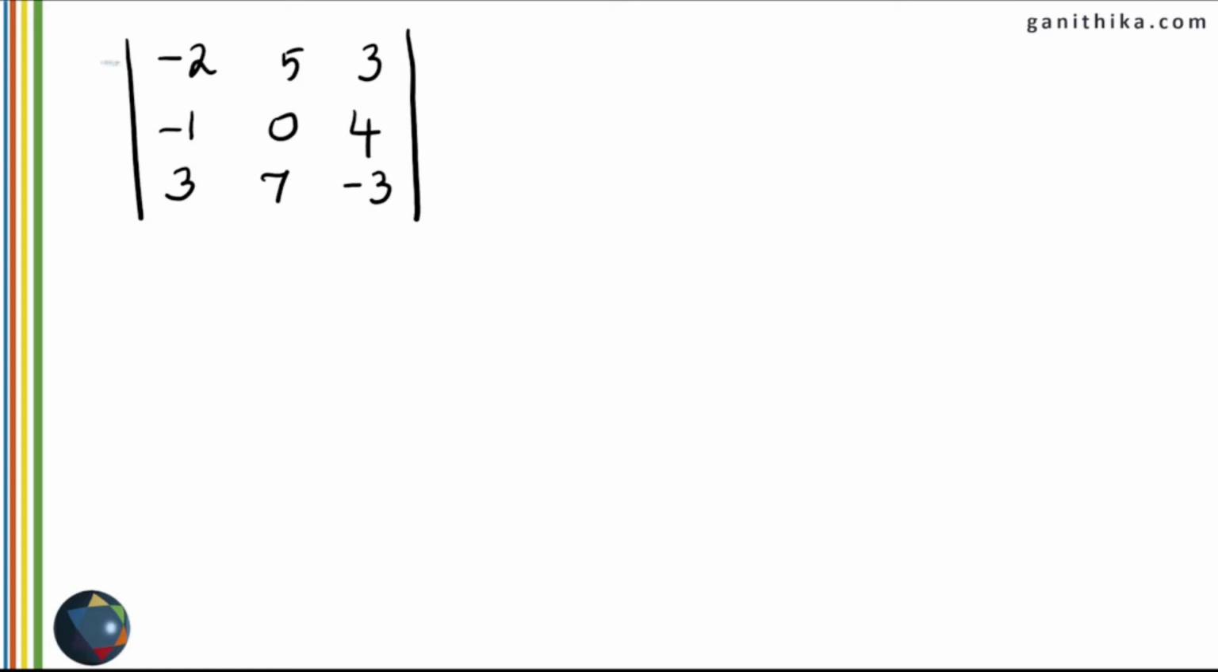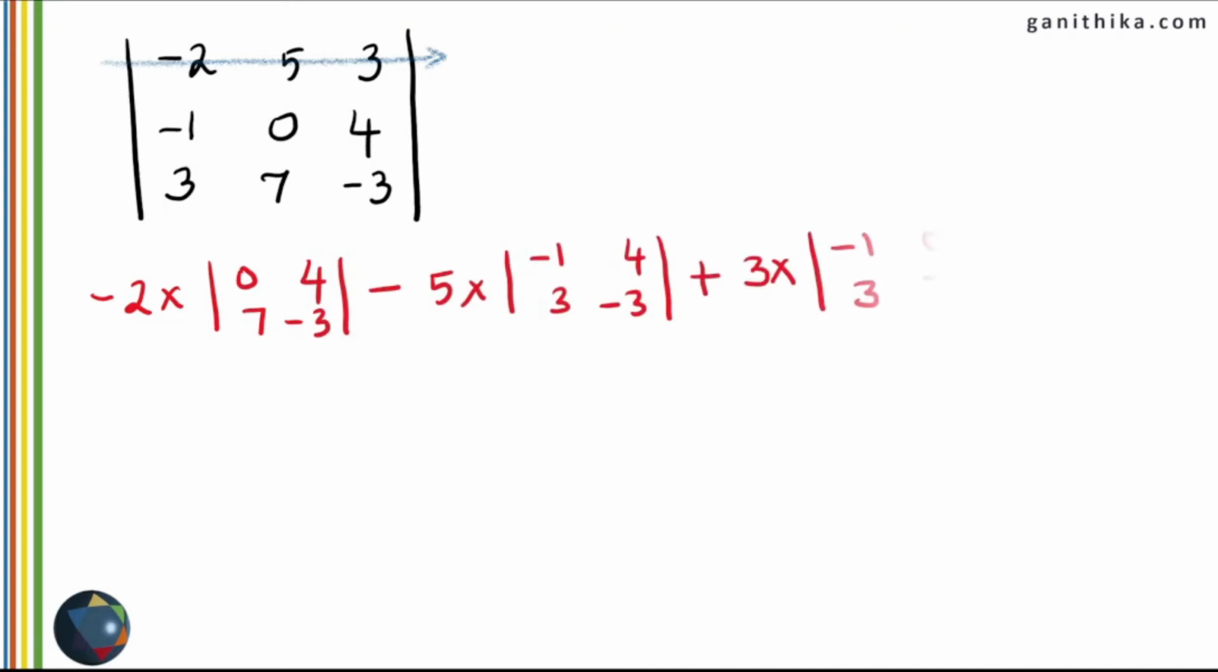So in this case, you have the first row as minus 2, 5 and 3. So start with minus 2, multiply with the determinant which is got by removing the first row and the first column, which is 0, 4, 7 minus 3. Next move on to 5, but before moving on to 5, you have to subtract. So the next operation is subtract. 5 times the remaining numbers after removing the row and column of 5 is minus 1, 4, 3 minus 3. So make it as a determinant.